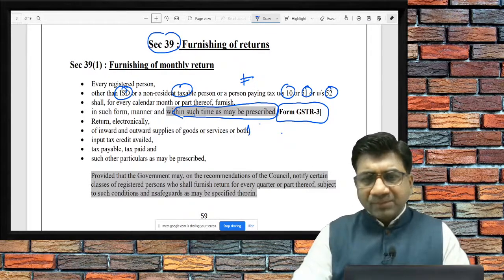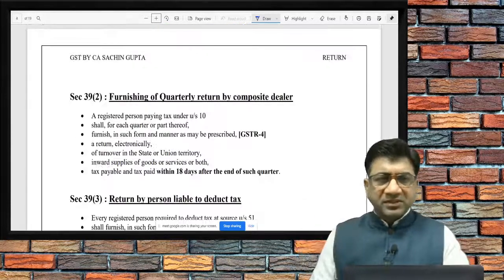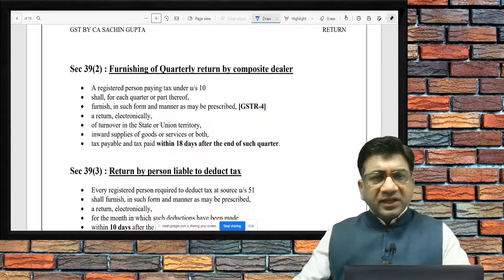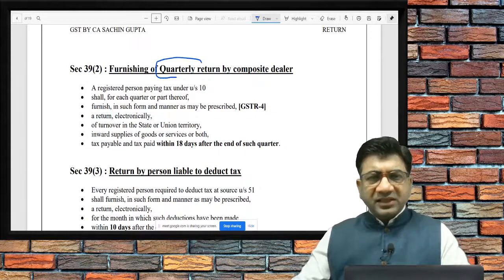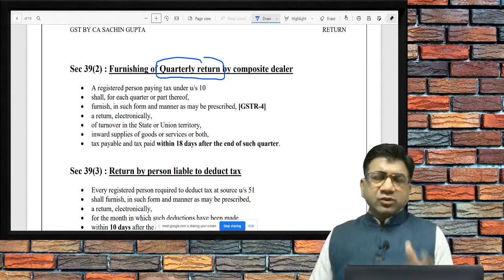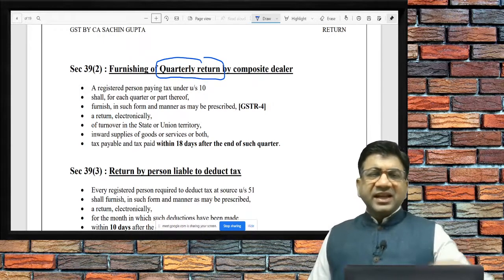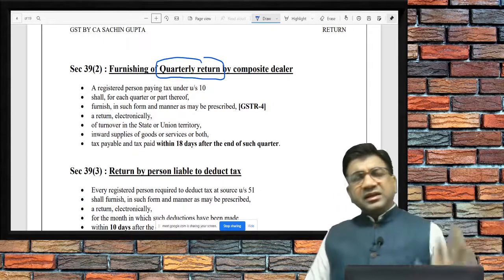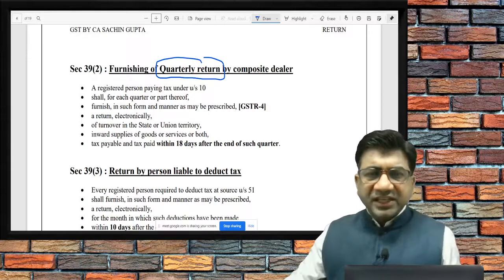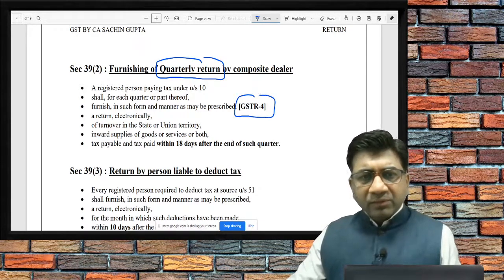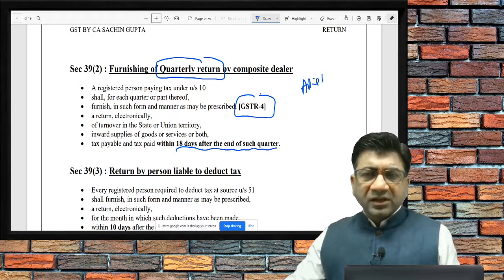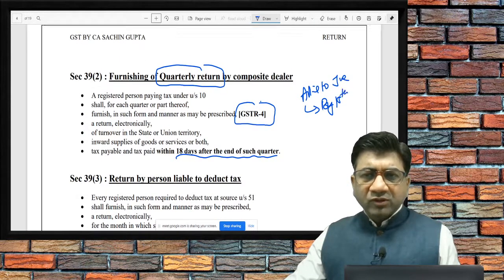First, let's understand in a simple manner. 1, 2, 3 returns except 5 persons. Then quarterly return by composite dealer. The composite dealer was supposed to be paying taxes quarterly by the 18th of the next quarter, and his return is GSTR 4. GSTR 4 by the 18th of the end of such quarter. So for example, from April to June, he will file the return by the 18th of July.